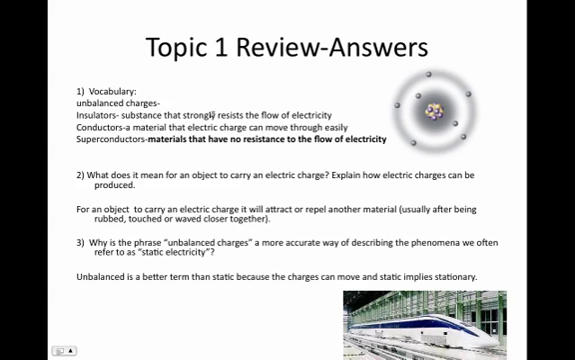An insulator is a substance that strongly resists the flow of electricity. Some examples of good insulators are wood, plastic.